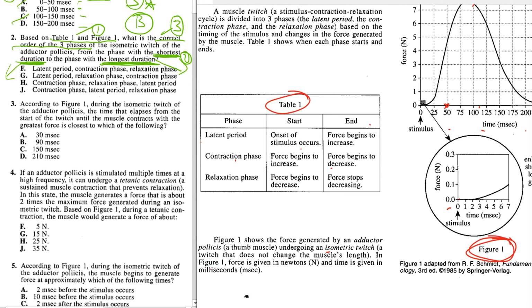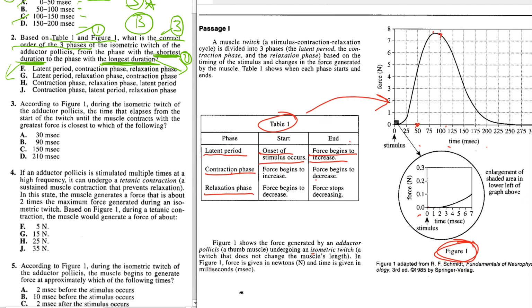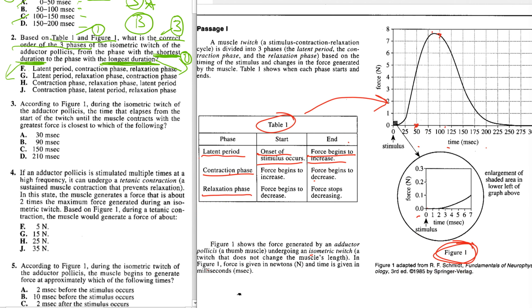And we have latent period, contraction. So we're looking for these things as they relate to this graph, because we're using both of them. So the latent period, when does it start and when does it finish? It's the onset of the stimulus until the force begins to increase. So we have to come over to the graph and we see the onset of the stimulus is obviously just after 0. And when does it start to increase?